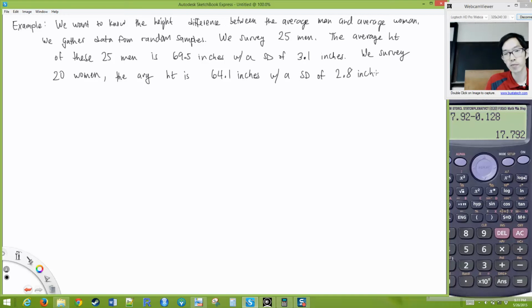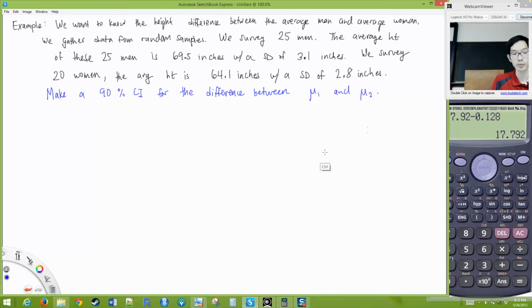Okay, and the instructions will be: make a 90% confidence interval for the average, or for the difference between mu1 and mu2. Okay, so let's go through our problem and identify our data.